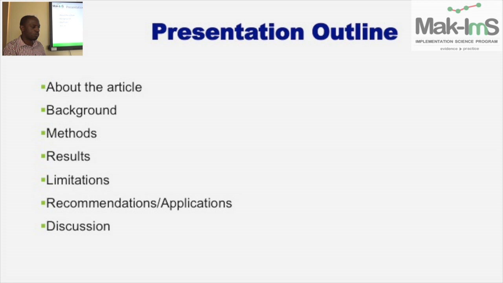A little bit about the presentation outline. We are going to broadly hear about what the article is about, go through the background, the methods, the results, limitations, recommendations for applications, and then we'll go into a session of discussion.